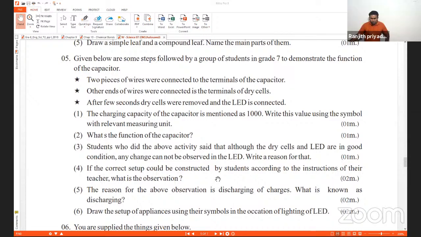If the teacher helped, what is the observation? Earlier the bulb did not light up. If the teacher helped, the LED lights up. The LED bulb lit and then turned off suddenly. It lights up for a short period of time and switches off suddenly because of the discharging of this capacitor. No need to ask, because it works properly.